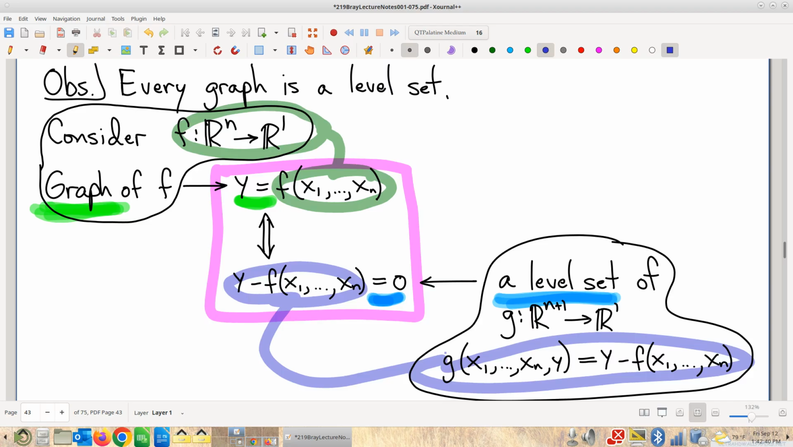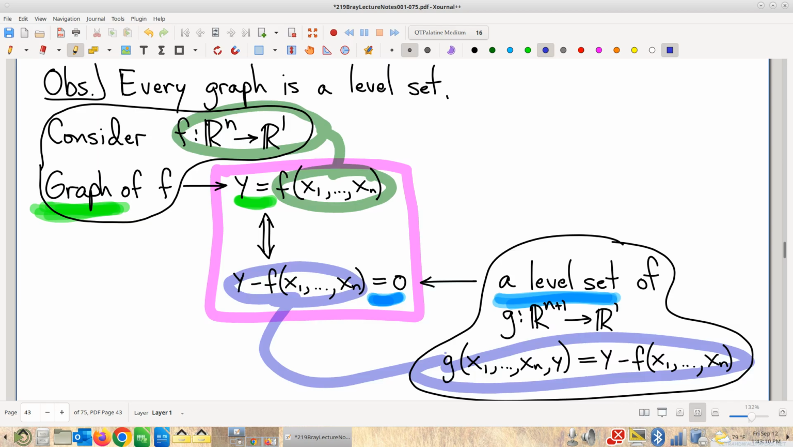Again, I cannot emphasize enough, graphs and level sets are not the same thing. So it would be silly for me to think that these two functions should be the same function. You can't interpret any graph of a function as a level set of the same function. So this is a different function. Y is an input variable for this new function. It was not an input variable for the original function. And that little detail really, really matters quite a bit.